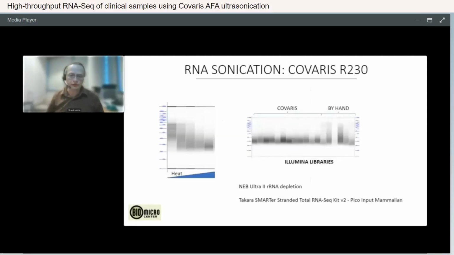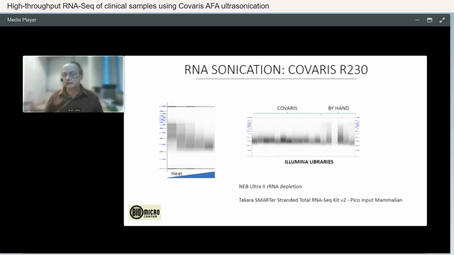So here it's just to show you the data. This is the RNA as we fragmented it down across a whole bunch of different sizes using heat. And then this is what the libraries look like. And over on the left, we see all of the Covaris libraries are incredibly consistent, no matter what that starting material was. Whereas the by hand libraries are actually quite variable. And this is what we've seen classically.